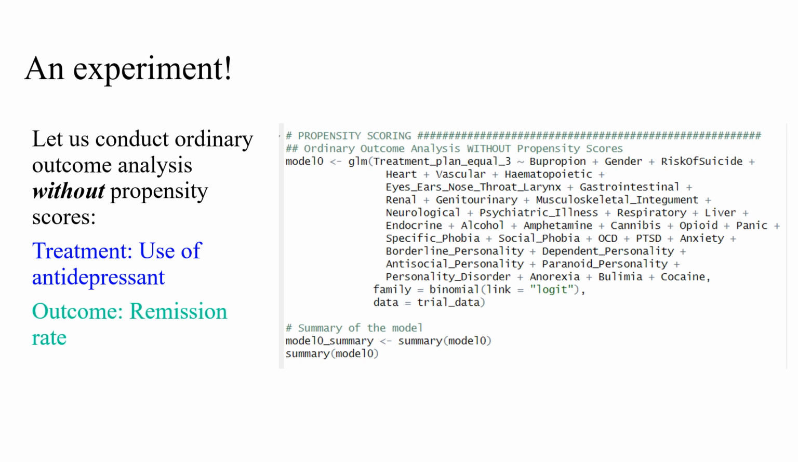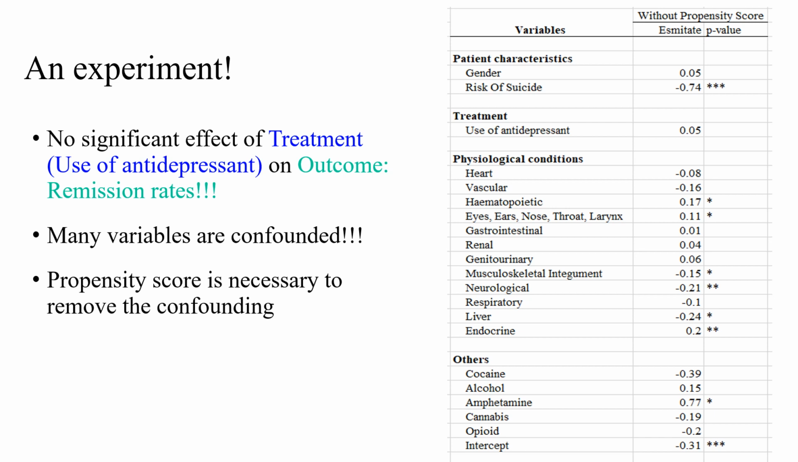Before step 2, let's do an experiment. It will be interesting. What will happen if we try to conduct our outcome analysis with our non-randomized observational data without any propensity score matching? You can see the codes here, and when we run the codes, we found no significant effect of treatment on outcome, and it seems like many variables are confounded. So we can save this result for now. Later, when we employ the propensity score methods, we can compare this result with our final one and see how controlling for confounding through the propensity score matching changed our result.